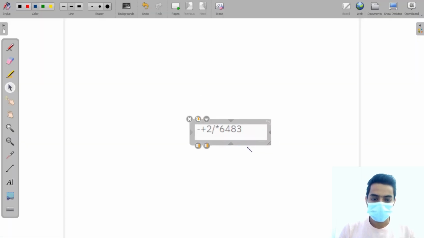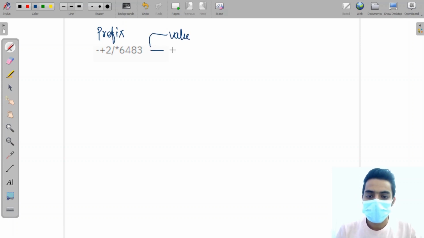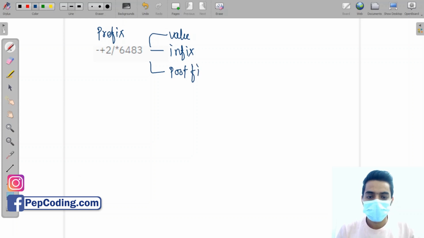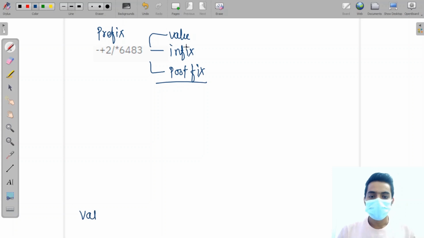So this is in prefix format, and we need to calculate its value, and convert it into infix format and postfix format. So for solving this question we need three steps. First one will be for value, second is for infix, third is for postfix.